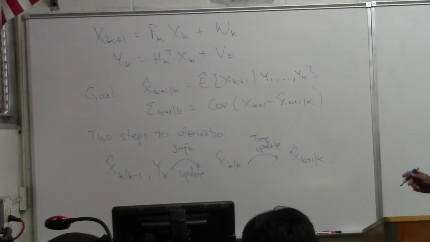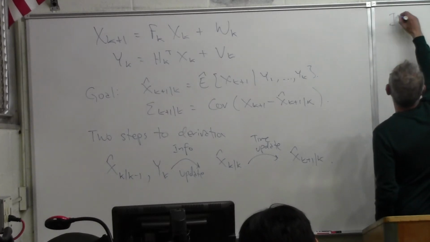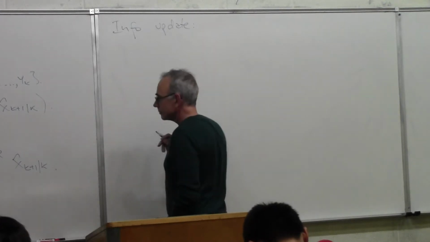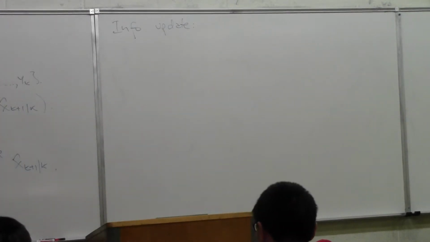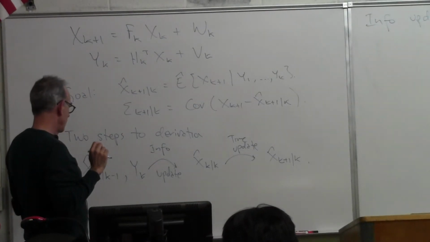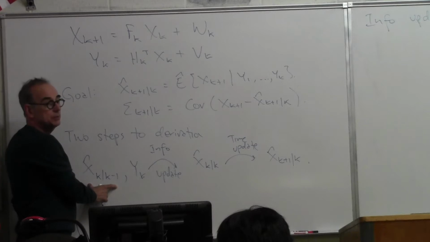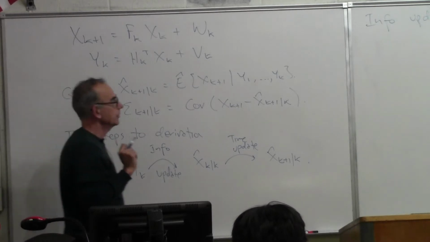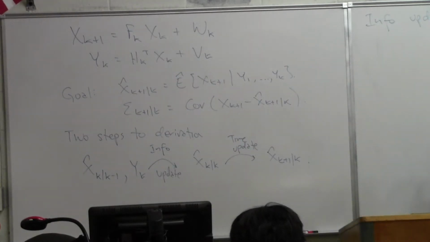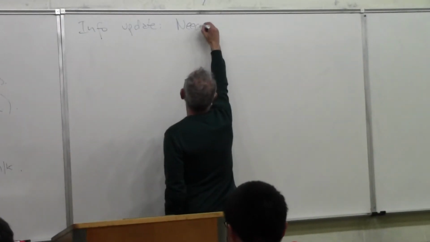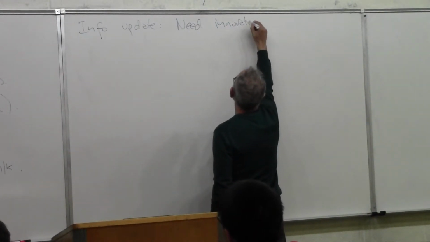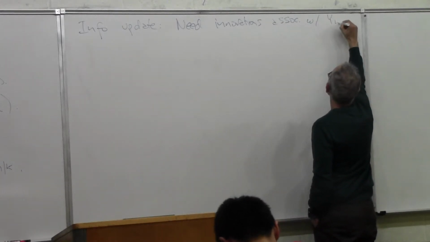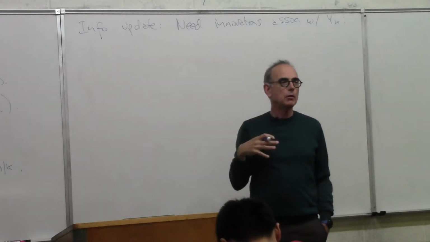Let's look at that info update. So I'll remind you in a moment about how, when you have an estimate and you give it new information, you use the innovations to be able to easily update your estimate. So let's do that. So we need the innovations. Okay, so we've got our y k, and remember what the innovations is?